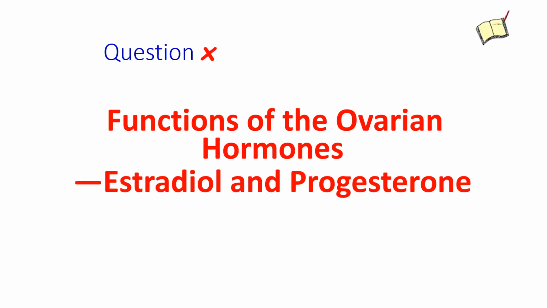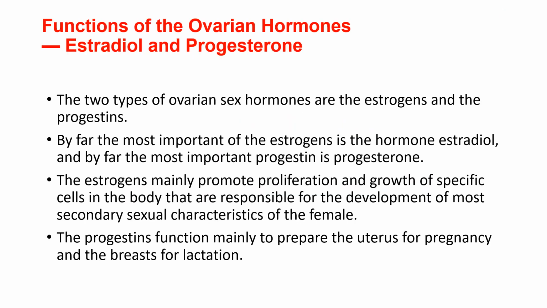Functions of the ovarian hormones: estradiol and progesterone. The 2 types of ovarian sex hormones are the estrogens and the progestins. By far the most important of the estrogens is the hormone estradiol, and by far the most important progestin is progesterone. The estrogens mainly promote proliferation and growth of specific cells in the body that are responsible for the development of most secondary sexual characteristics of the female. The progestins function mainly to prepare the uterus for pregnancy and the breasts for lactation.